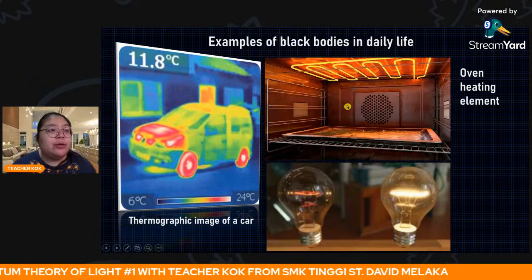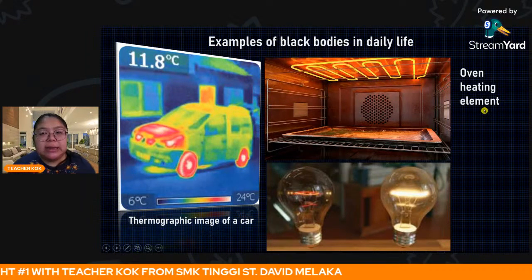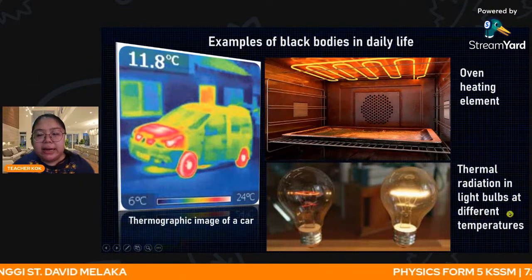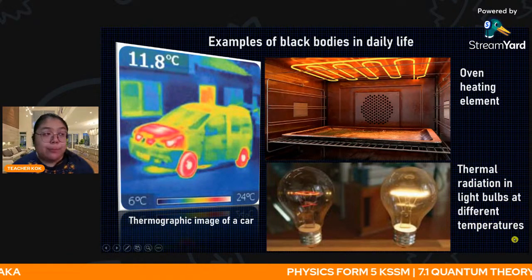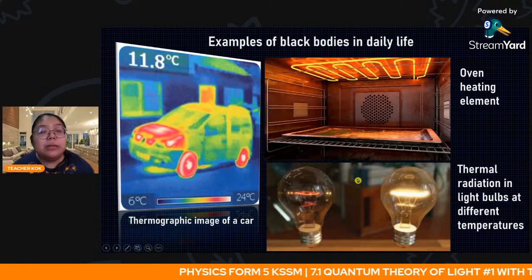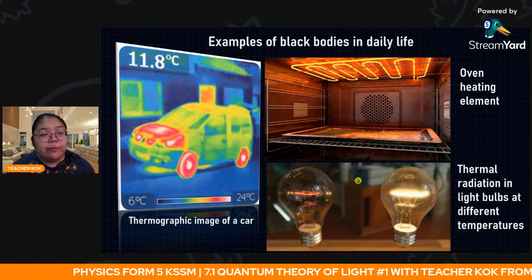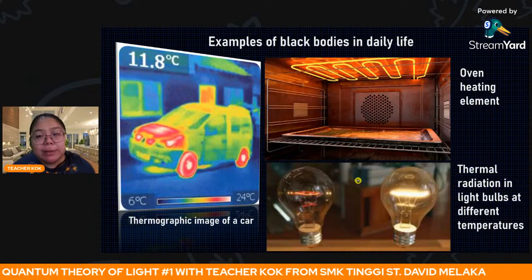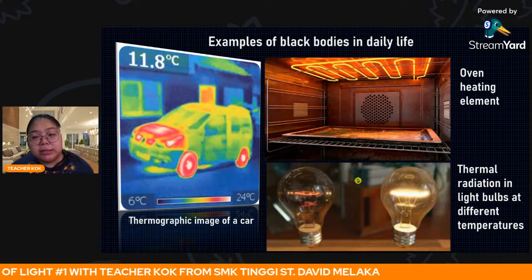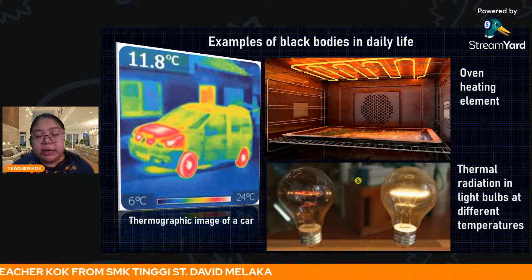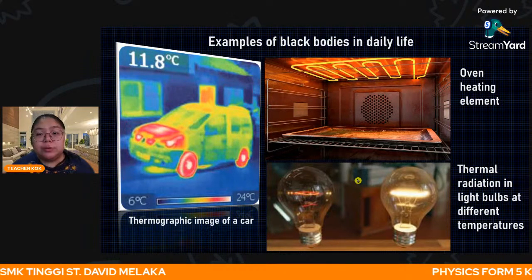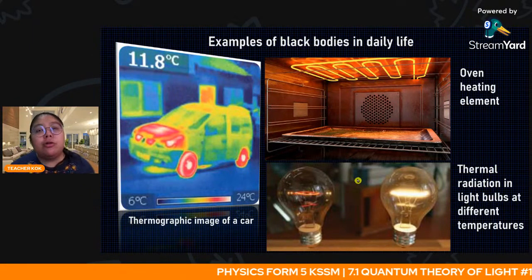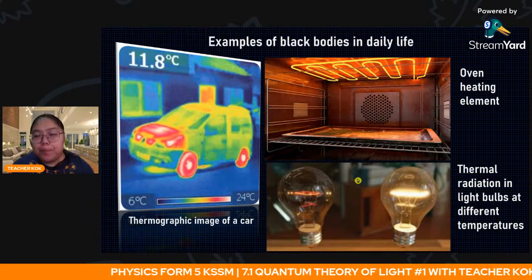After that, the oven. The oven also has a heating element. Then we have thermal radiation in a light bulb at different temperatures. You can observe above the filament that the filament is at a different temperature, and the thermal radiation is different. When you heat something, you can find the color keeps changing. That means thermal radiation is being produced. So this is one of the examples to introduce what a black body is.